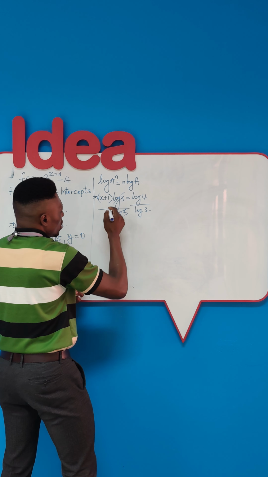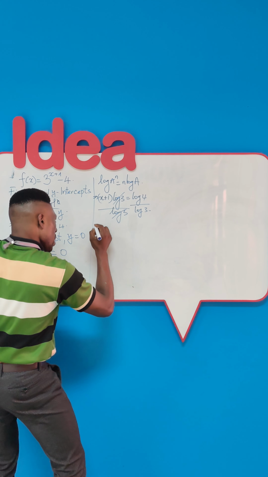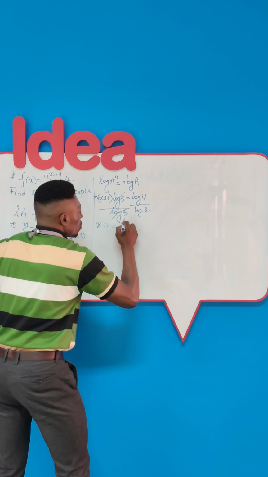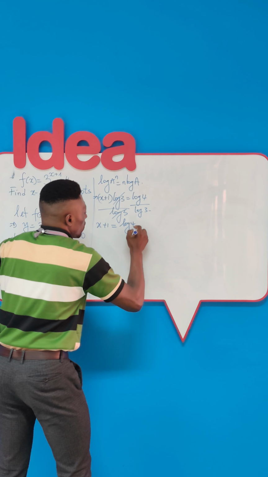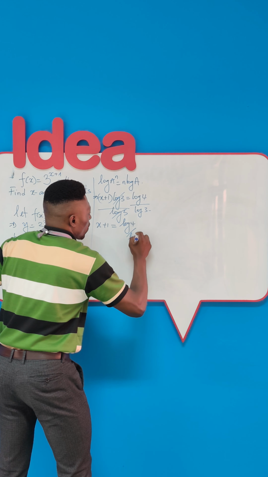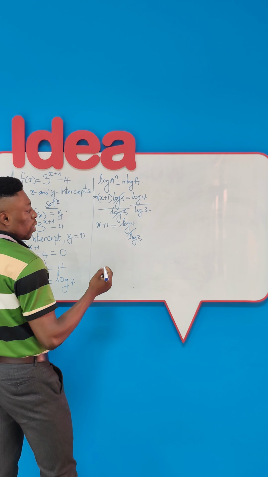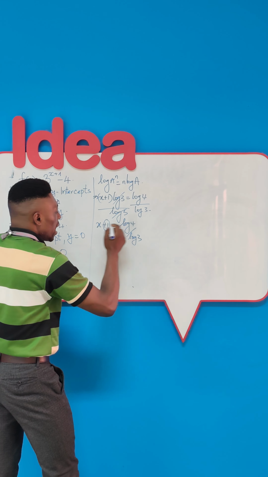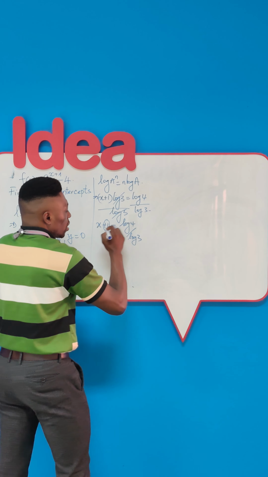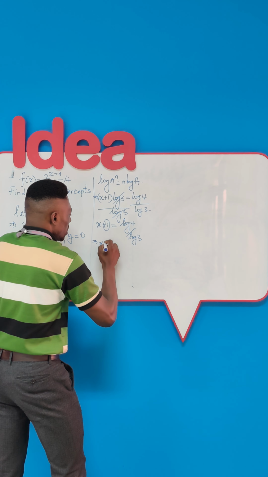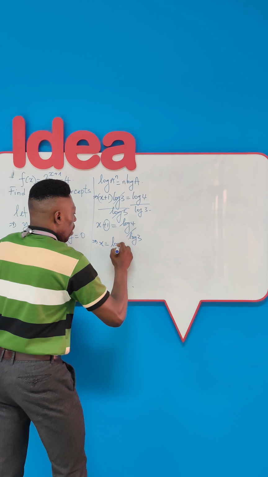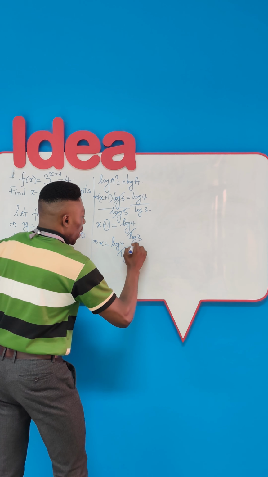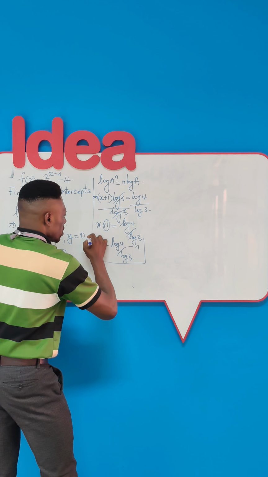So this cancels with this, and on the left side we will just have x plus 1, which is equal to log of 4 divided by log of 3. At this point, there's only one thing left to do, which is to send the positive 1 to the right side and have just x left alone. So x is going to be equal to log of 4 all over log of 3, minus 1. And this is the x value.